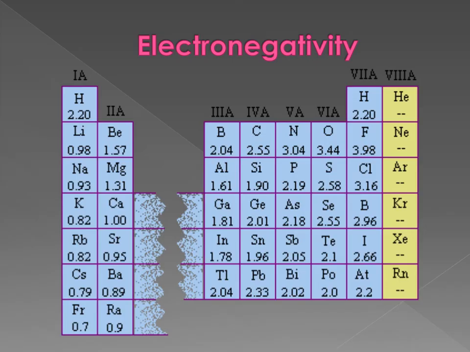This is just showing you the electronegativity values. This chart is also in the notes folder, which has a little sheet that you can print out if you'd like, or you can always access it in that notes folder.